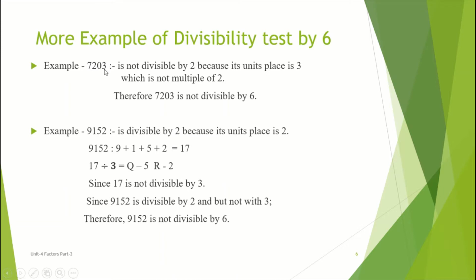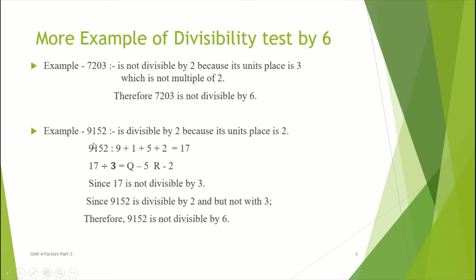For divisibility by 2 we have to see the digit at the unit place. Here we have 3. Since 3 is not divisible by 2, this whole number, 7203, will not be divisible by 2. Since it is not divisible by 2, we don't have to check for 3. Therefore 7203 will not be divisible by 6 because it is not divisible by 2.